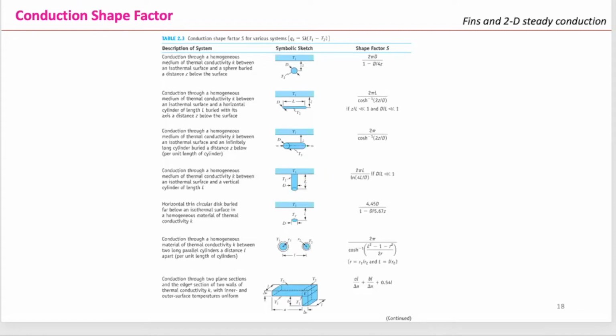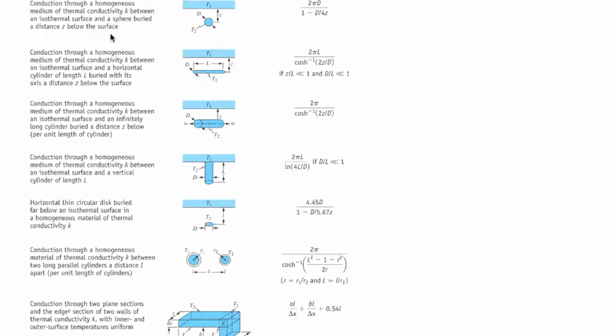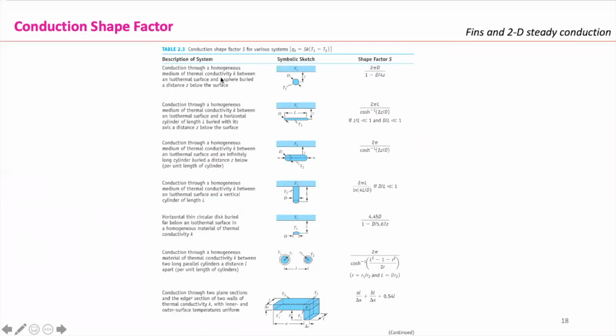And you have this table in your book. It's a 2-page or 3-page table, I don't remember, but it's table 2.3, conduction factor S for different systems. And here you have the equation, the modified Fourier, right, to calculate the heat transfer between two isothermal surfaces under steady state conduction. So for example, let's look at this table. You have here conduction through a homogeneous medium of thermal conductivity K between an isothermal surface and a sphere buried at a distance Z below the surface. So this is the formula for the shape factor.